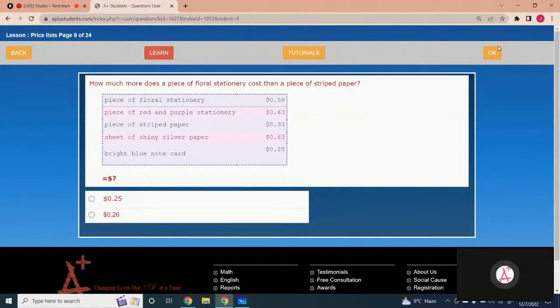Okay, how much more does a piece of floral stationery cost than a piece of strip paper? The piece of floral stationery costs 0.59 and the piece of strip paper costs 0.33. So how much more is it? Just subtract 0.33 out of 0.59. Got it? So the correct option is 0.26. Just select the correct option, then click on the OK button.